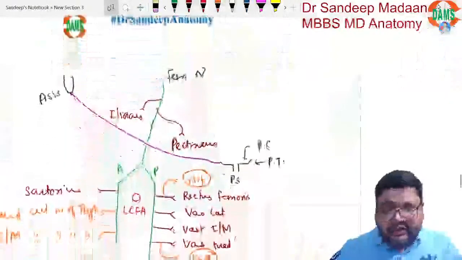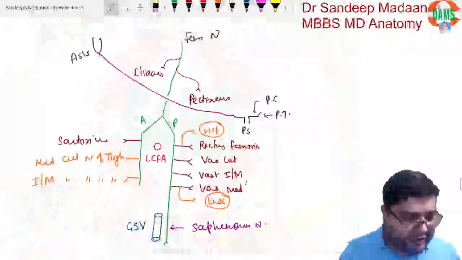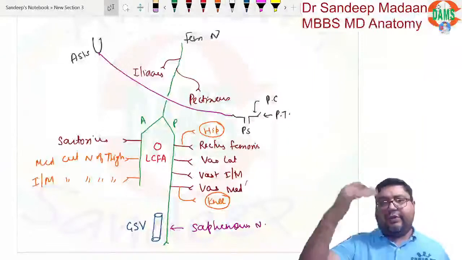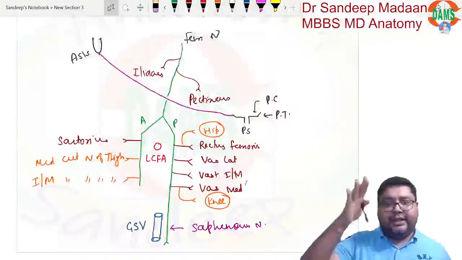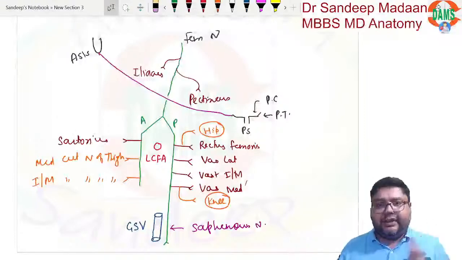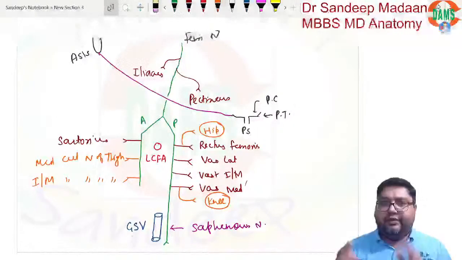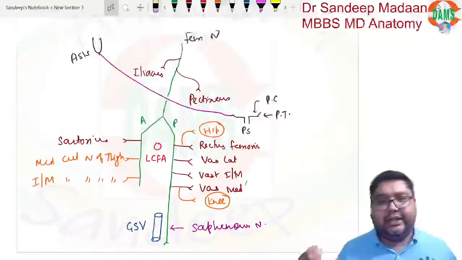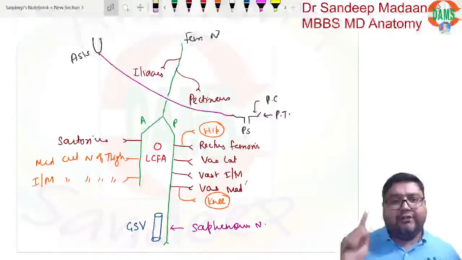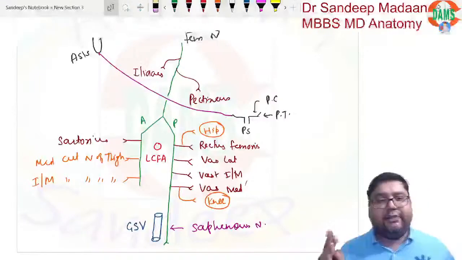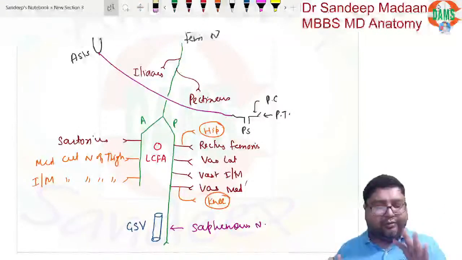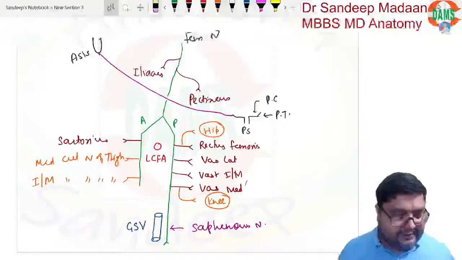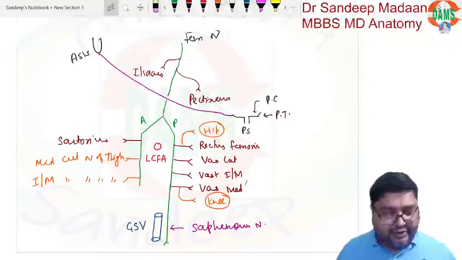Then finally this branch. Now tell me, femoral nerve, when it is coming from above, it will be supplying 2 muscles, iliacus and pectineus. It comes down, divides into 2 divisions. With respect to which artery? Lateral circumflex femoral artery. Anterior division supplies only 1 muscle. Which muscle? Sartorius. Posterior will supply 4 muscles. Which muscles? Quadriceps femoris. Do you appreciate?